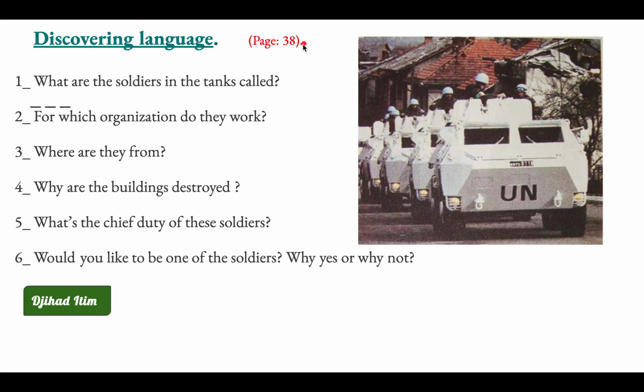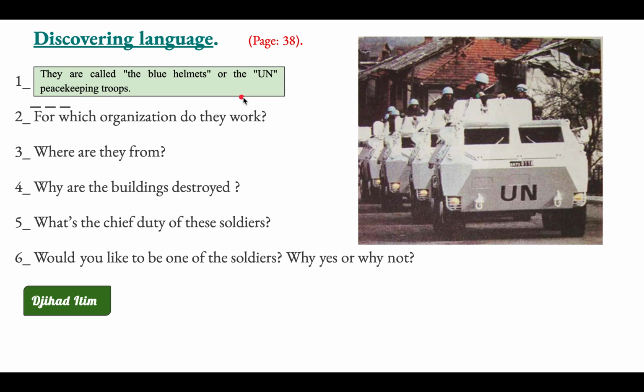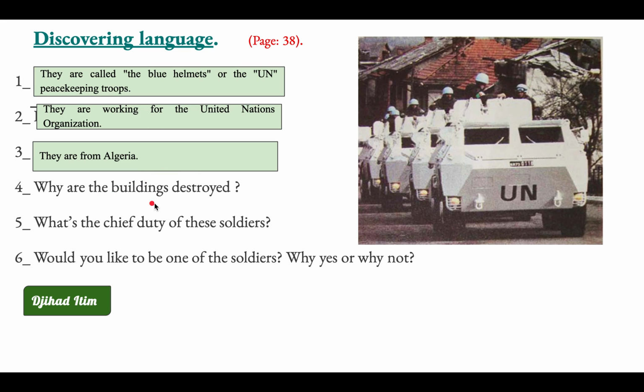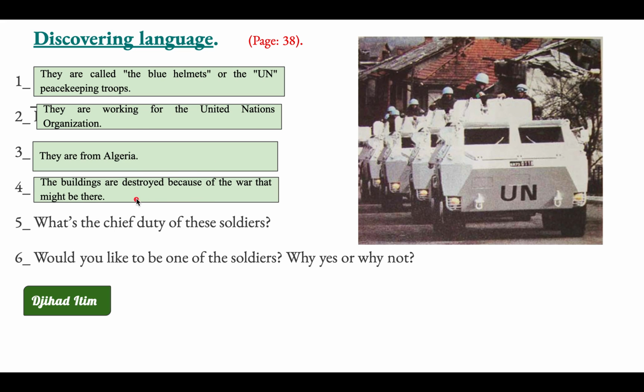Discovering language, page 38. Look at this picture and answer these questions. First question, what are the soldiers in the tanks called? They are called the Blue Helmets or the UN peacekeeping troops. Second question, for which organization do they work? They are working for the United Nations organization. Where are they from? They are from Algeria. Why are the buildings destroyed? The buildings are destroyed because of the war that might be there.